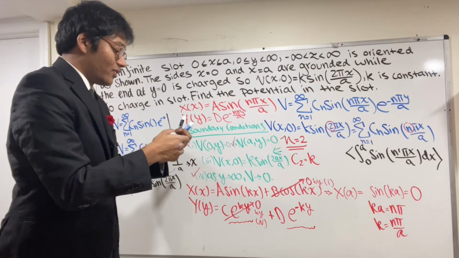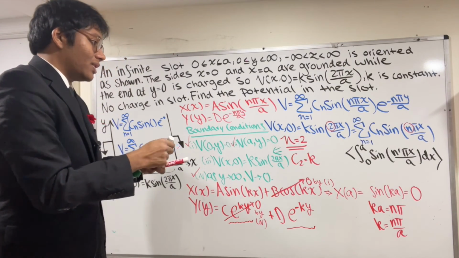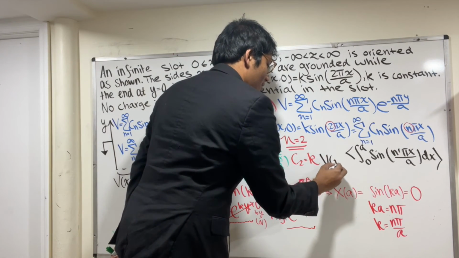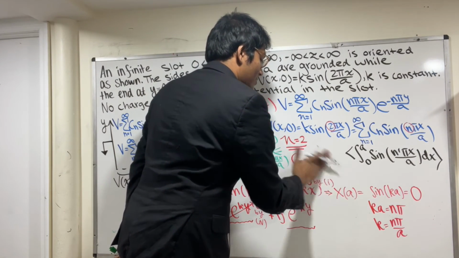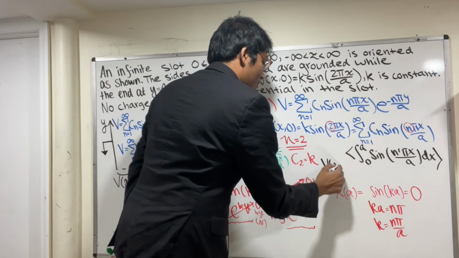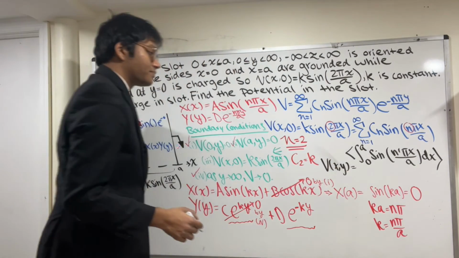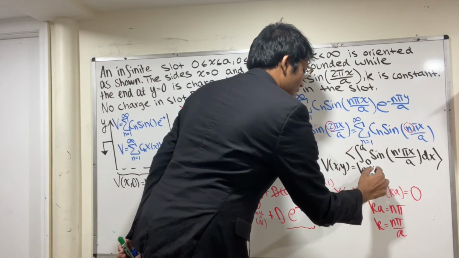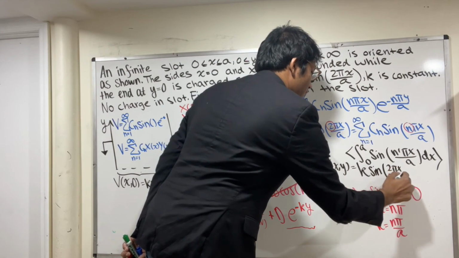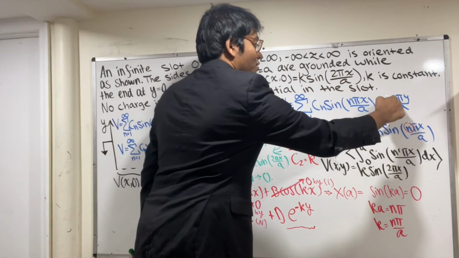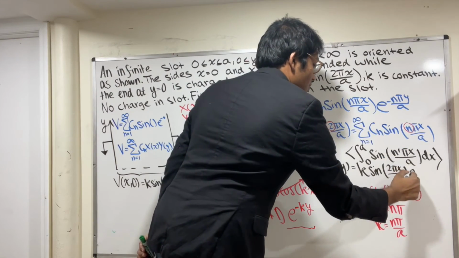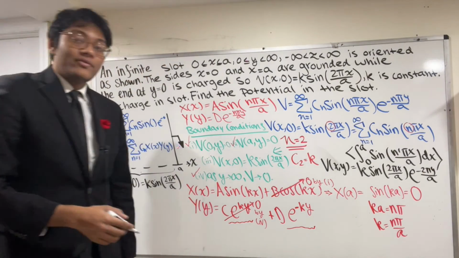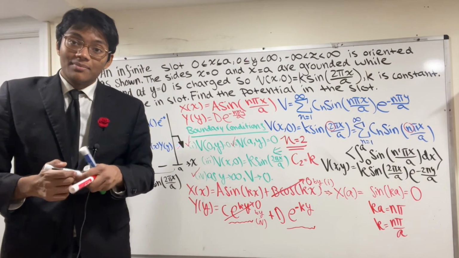We are left with our final potential function, which I will write in black. V of x comma y is equal to k sine 2 pi x over a times my decaying exponential, and now I know that n is 2. So e to the minus 2 pi y over a. All right folks, that right there is my potential.